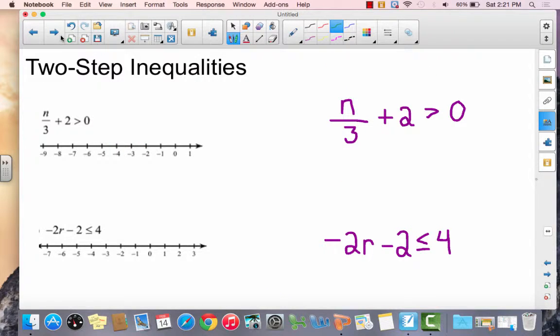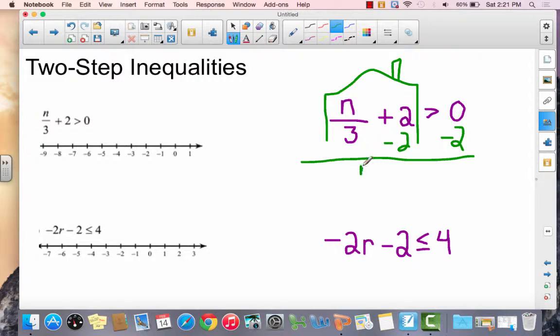Just like with equations, we also have two-step inequalities, and you can start off two-step inequalities just like you did with equations. We draw our party house. The variable lives in this house. The 2 is by himself. He leaves first, so we subtract 2. Subtract 2 from the other side. And after this first step, I'm left with the quotient of n and 3 is greater than -2.